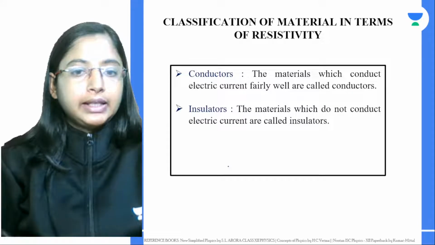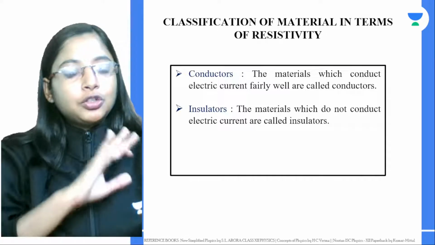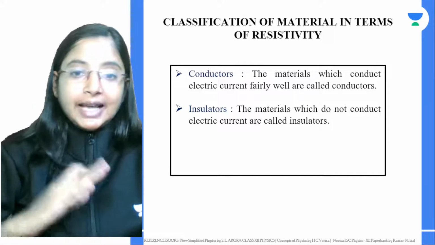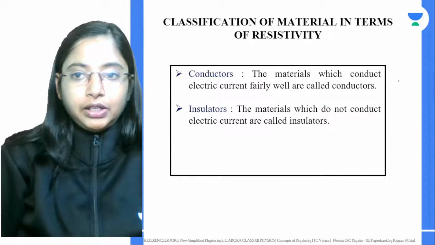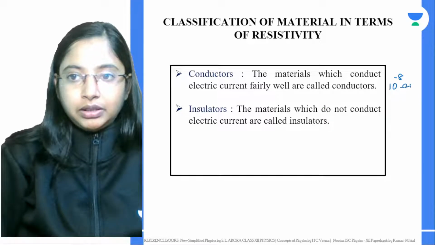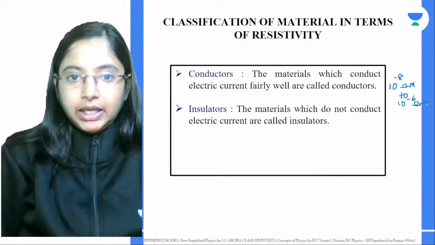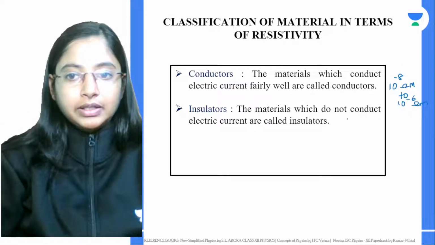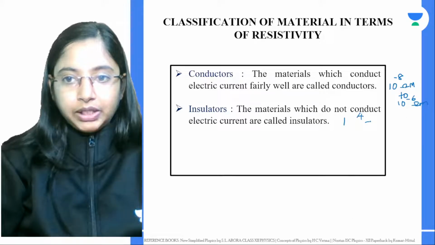Next, the other type are insulators. The materials which do not conduct electric current are called insulators, which means they have a very high resistivity. In conductors, the resistivity range is 10 to the power of -8 ohm meter to 10 to the power of -6 ohm meter, which is very low. But in the case of insulators, the resistivity will be 10 to the power of 4 ohm meter.